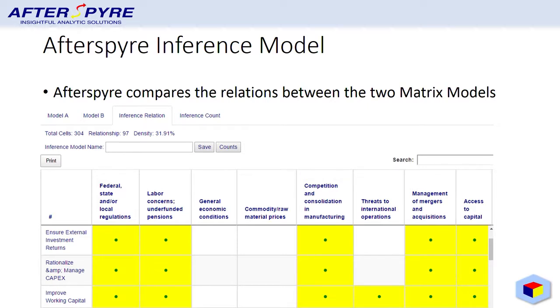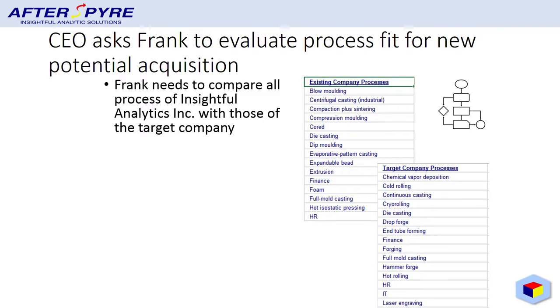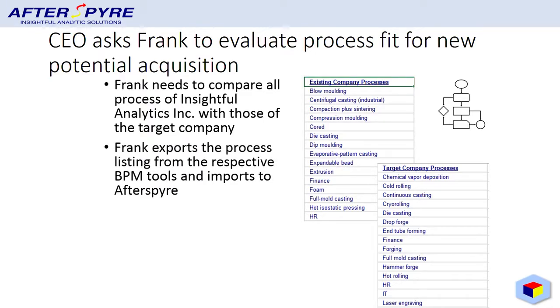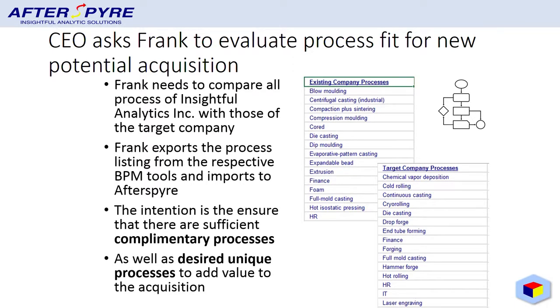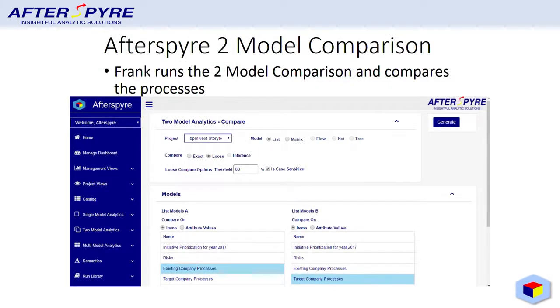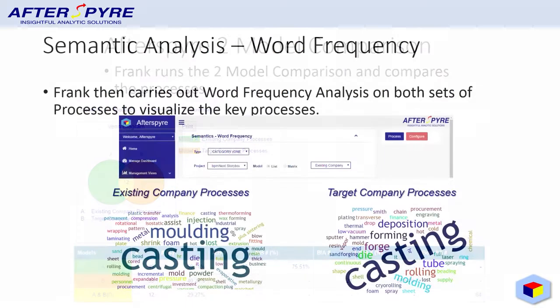Now, this happens at the management and CEO level all the time. Of course, a lot of time they are working on Excel, and it's not very visual. Also, Afterspyre is used in cases of best fit for process acquisition. So you're trying to put two companies together, understanding what are the complementary processes, what are the desired unique processes. You can import the listing of processes from your BPMN tools and actually run what is called a two-model comparison.